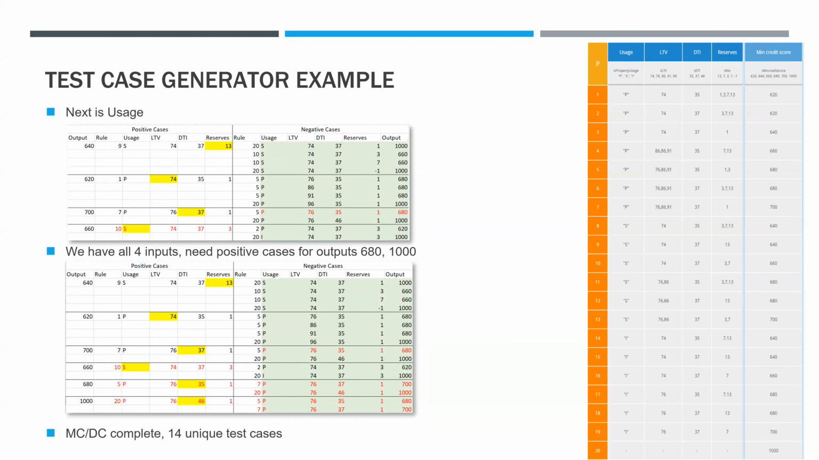S74, 37, and 1 for the 4 input values with output 660. That's good because it duplicates a previous negative case. So again, we show it in red text. Now we have positive test cases for all 4 inputs, but we need positive cases for the missing output values, 680 and 1000. Those last couple using this method often are pure duplicates of previous cases, so they add nothing to the count.